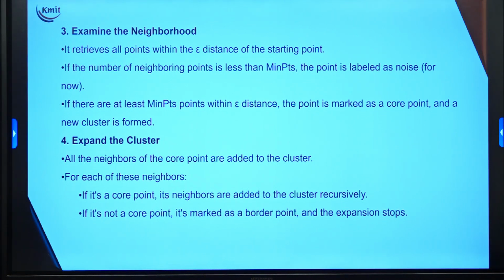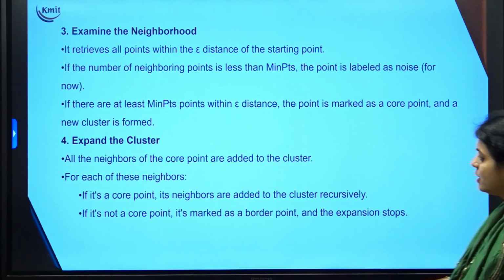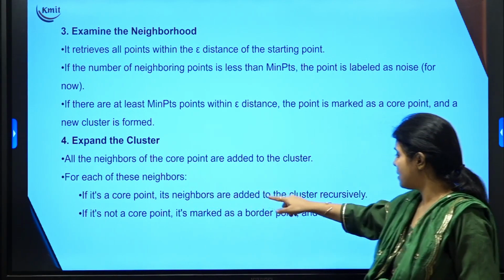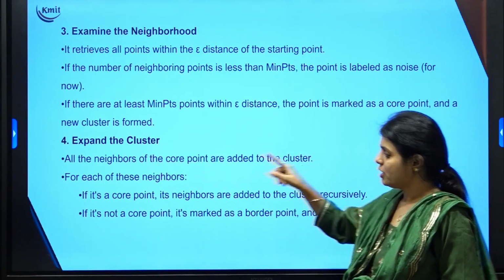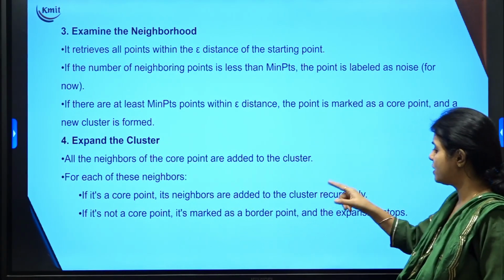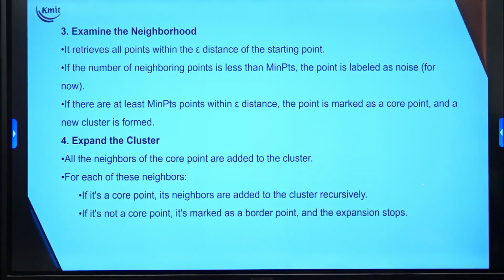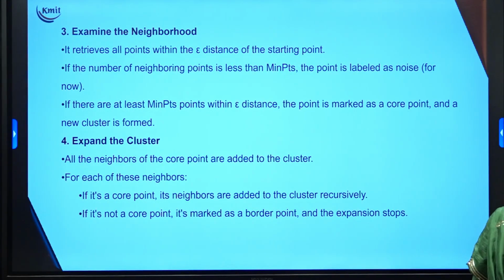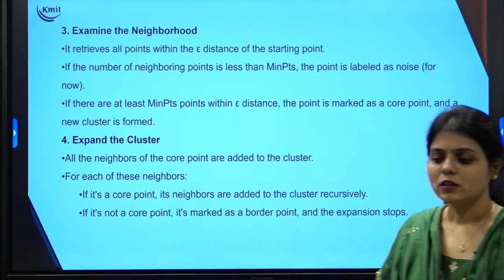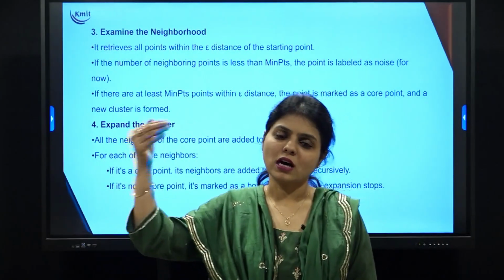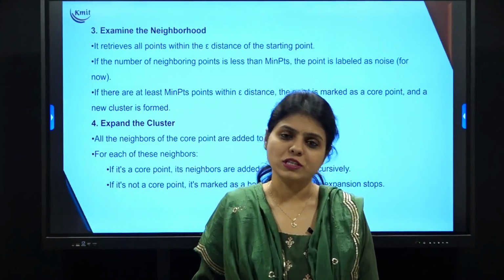Okay, so when you are doing this for a particular point, you have to make sure that if it's a core point, its neighbors are added to the cluster recursively. If it is not a core point, you have to make sure that it's marked as a border point. It is either a core point or a border point if the condition is satisfied. If not both, the third option is it comes under other, that is your outlier or noise point.